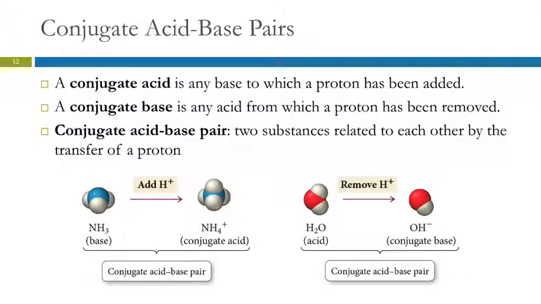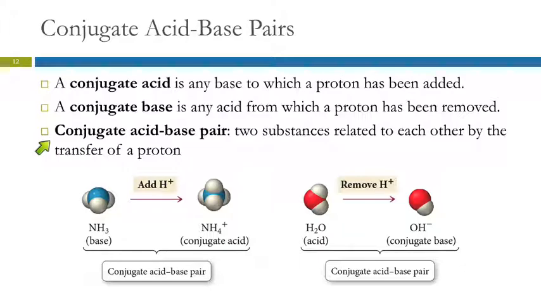So we call the reactant and product that are different by a hydrogen ion conjugate acid-base pairs. So a conjugate acid is a base which has demonstrated its baseness and accepted a proton. The base accepts a proton, it becomes the conjugate acid. Conjugate base is an acid that has donated or had its proton removed, and now it is a conjugate base because it can act as a base.